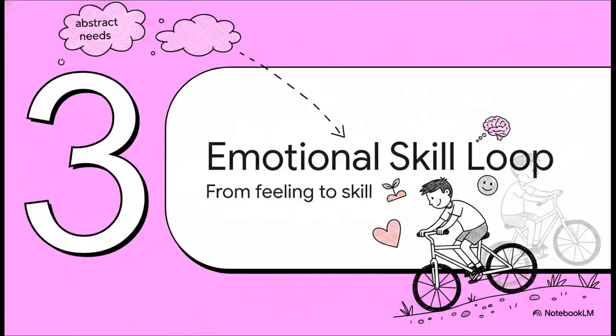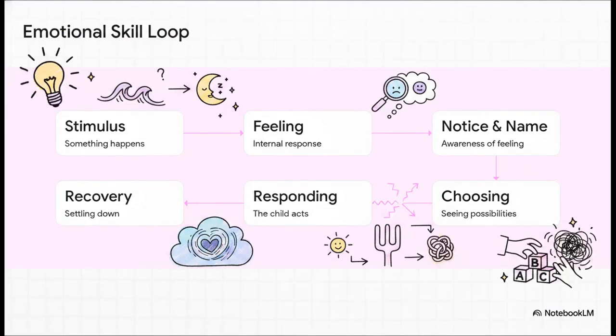All right, let's roll into part 3, the emotional skill loop. We're shifting from abstract needs into concrete skills now. Think about learning to balance on a bicycle. You know, no one learns to balance by sitting on the couch reading a textbook about gravity. They learn because the bike, the ground, and a supportive parent make it possible to try, wobble, and fail safely.